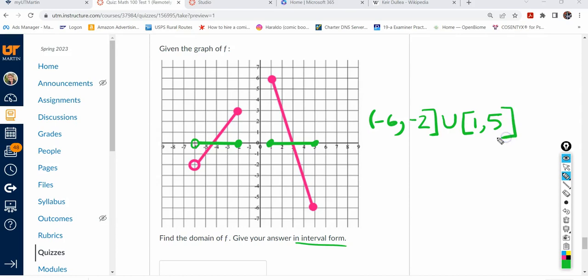So that is my domain in interval form, and I want to write that without any spaces. So -6 comma -2 in union. That's a capital U that I just put there. Okay, and so that should do.